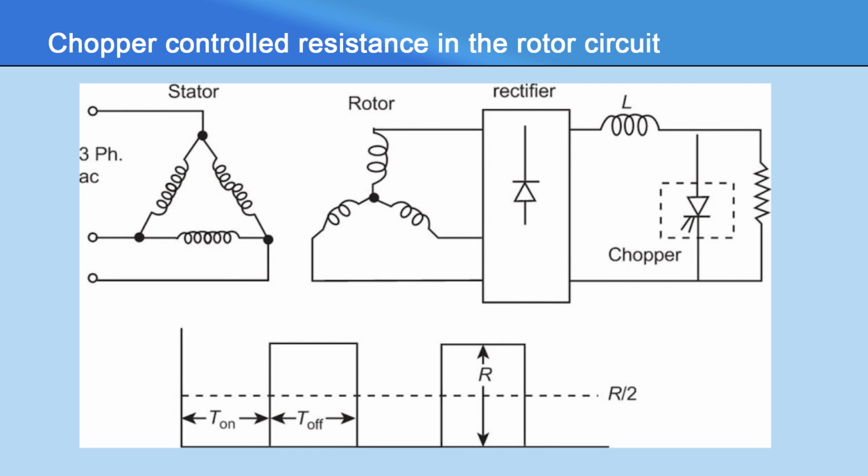Similarly, when the chopper is always on, the resistance is short circuited. The time ratio in this case is unity and the effective resistance connected is 0. Hence, by varying the time ratio from 0 to 1, the value of resistance can be varied from R to 0. The slip power of the rotor is rectified by a diode rectifier and is fed to the chopper control resistance.